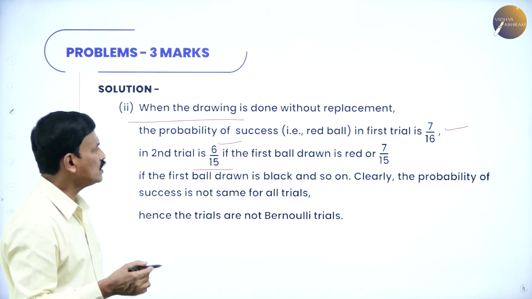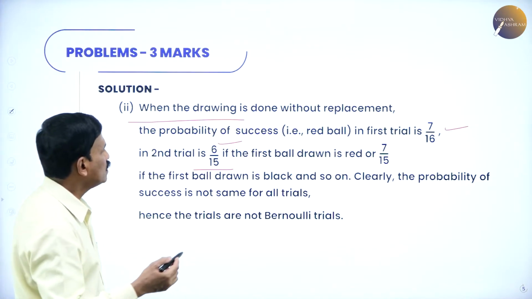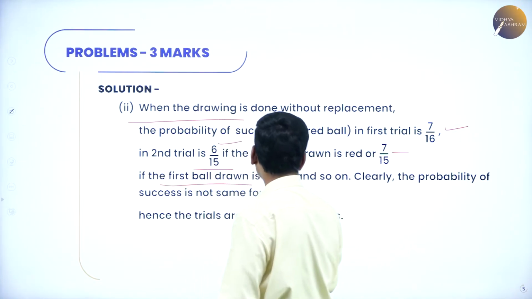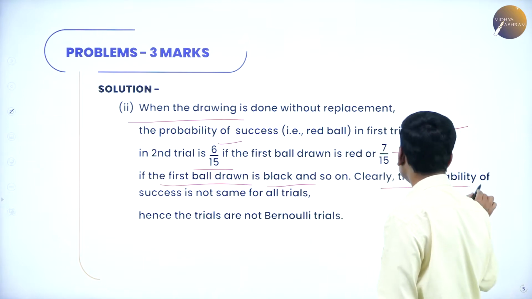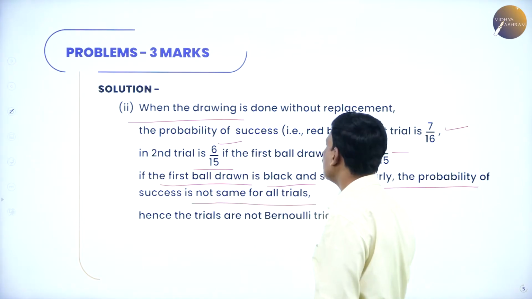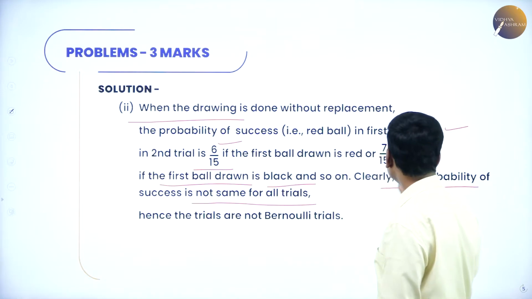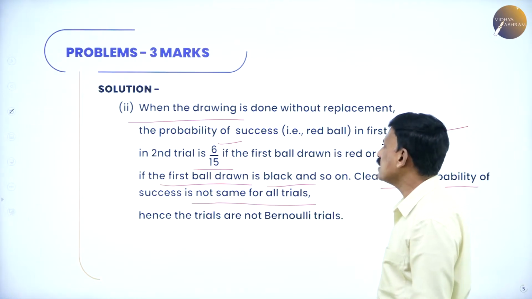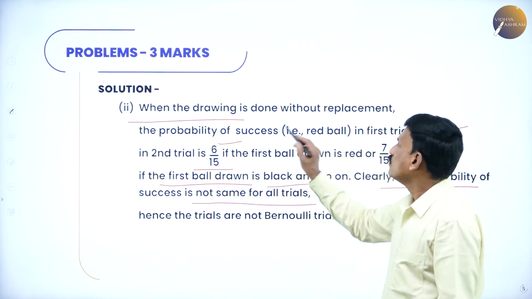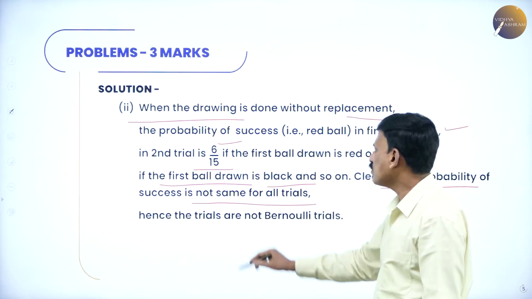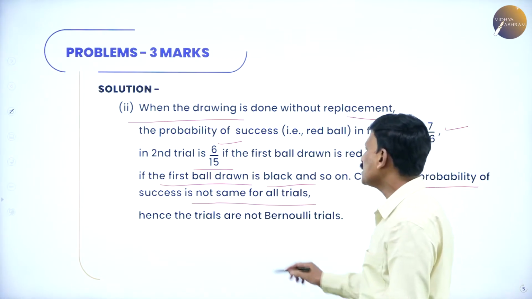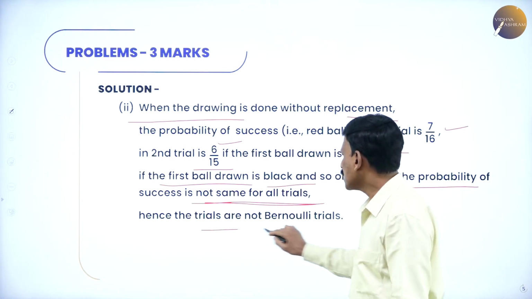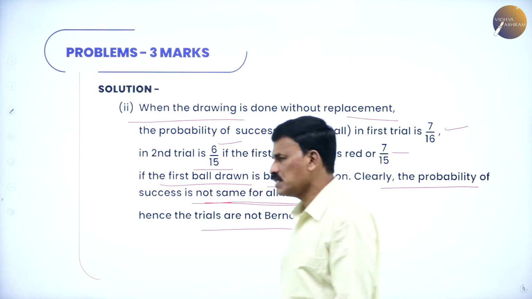If the first ball drawn is red, it is 6/15, or if the first ball drawn is black, it is 7/15, and so on. Clearly, the probability of success is not the same for all the trials. So, they are different trials. For the first trial it is 7/16 and for the second trial it is 6/15. Therefore, without replacement, this will not form a Bernoulli's trial. Hence, the trials are not Bernoulli's trials.